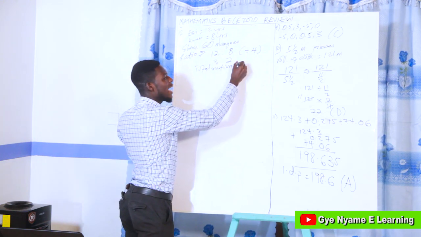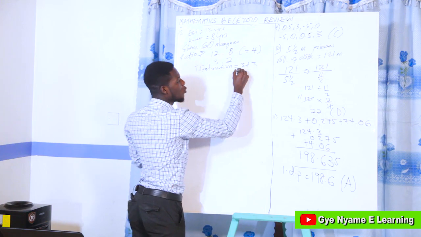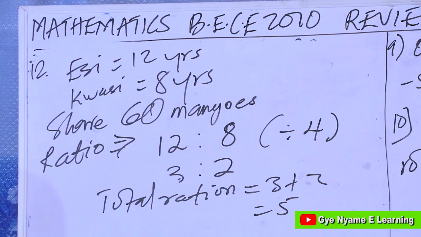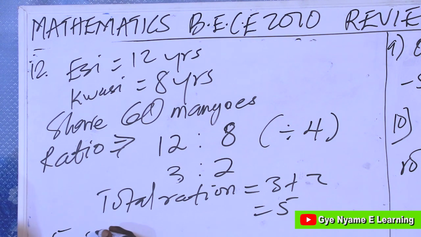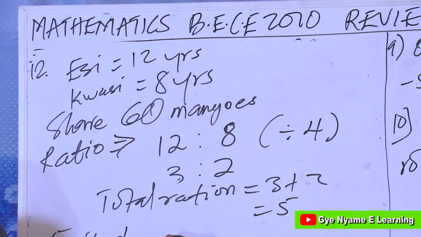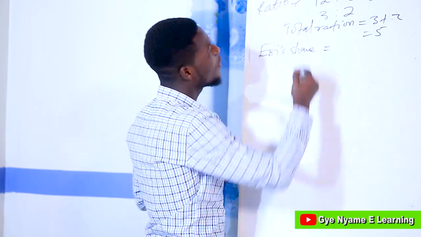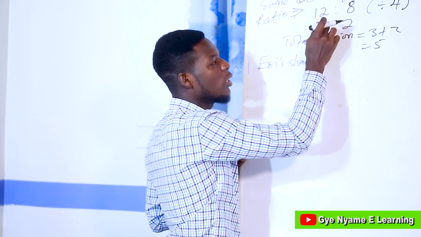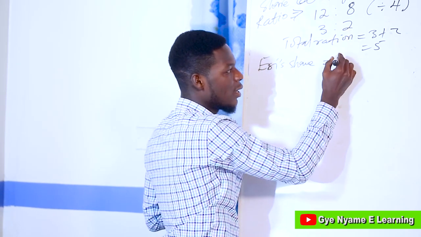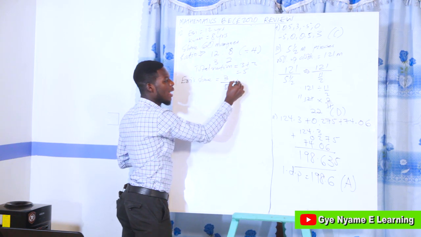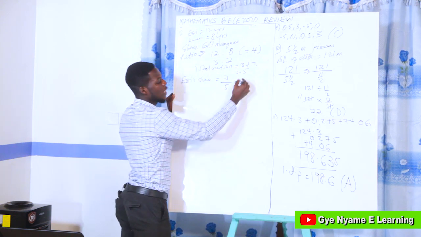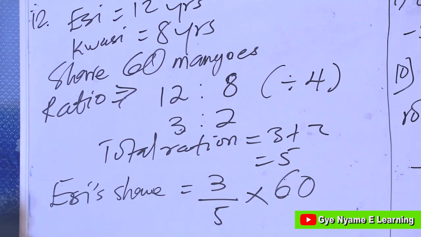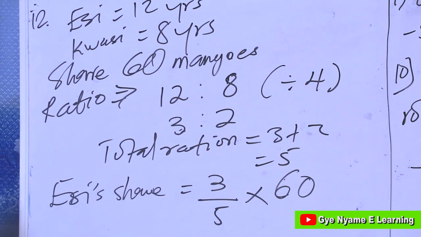Total ratio means you find the sum of the ratio. 3 plus 2, that will give you 5. Now, the question is, how many mangoes did B.E.C.E receive? To find B.E.C.E's share, you divide B.E.C.E's ratio, which is what? Now, it's no longer 12. I've modified it. So B.E.C.E's ratio is 3, by the total ratio, and multiply by the number of mangoes shared. So 60.